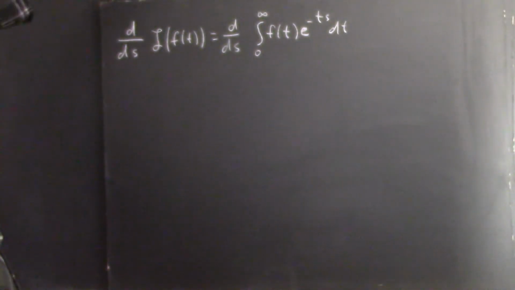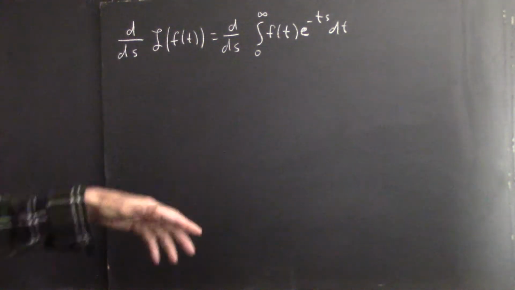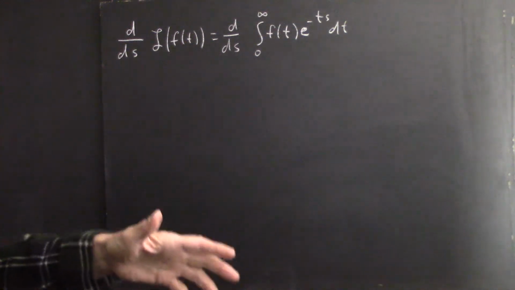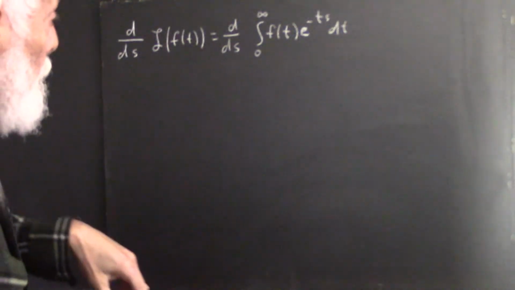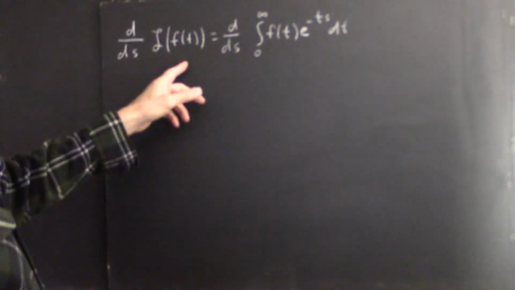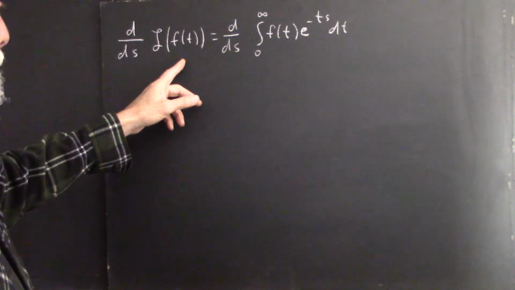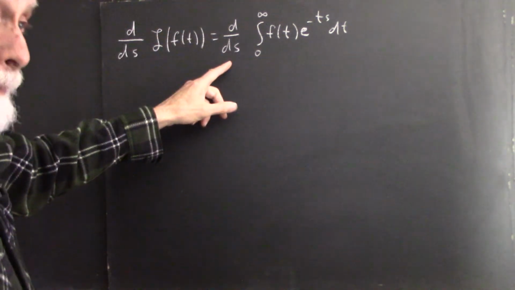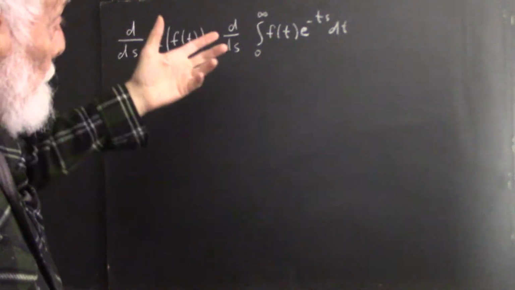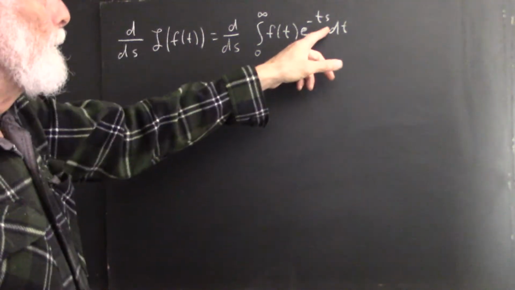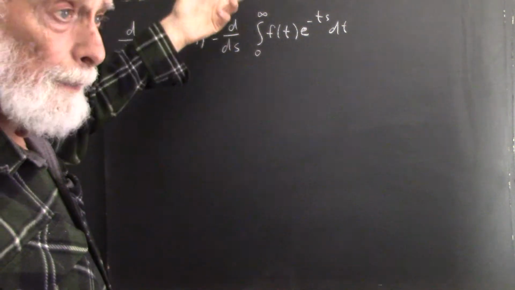Now, we want to show that the derivative of the Laplace transform of f of t is negative the Laplace transform of t f of t, and we'll see where all that comes from. To do this, let's just write down what we mean by the derivative of the Laplace transform of f of t. That means the derivative with respect to s of the integral from 0 to infinity, etc. Now note that s is not your variable of integration. S doesn't appear as any of your limits.